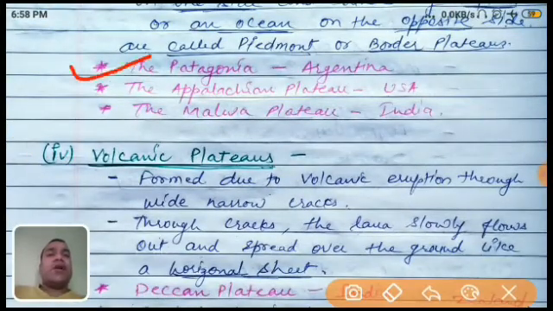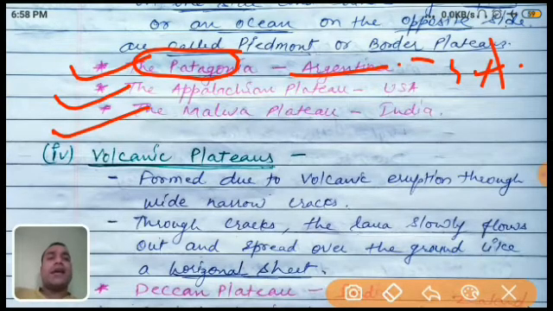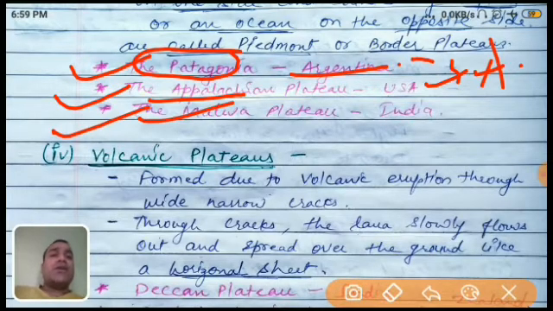Now, what are the examples of it? One is the Patagonia Plateau, second one is the Appalachians, third one is the Malwa Plateau. Patagonia is in Argentina, in South America. The Appalachians are partly in the USA and partly in Canada. And Malwa Plateau is in Madhya Pradesh, India.